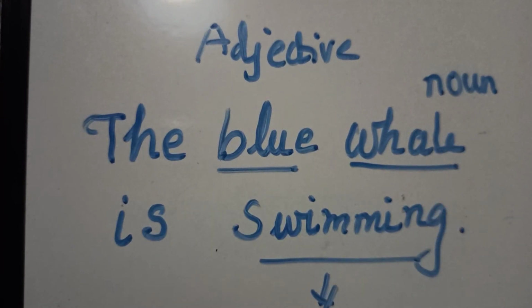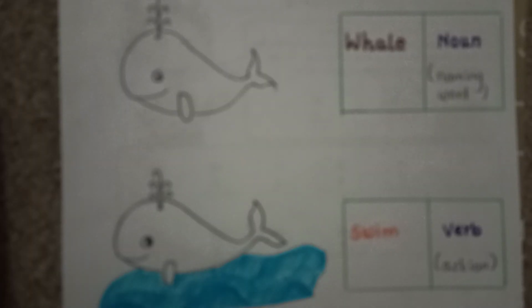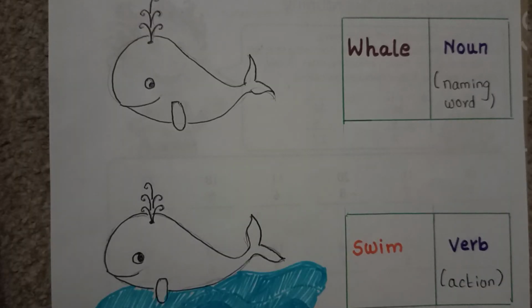So once again, I'm repeating: the noun is a naming word, the verb is said to be an action word, and the adjective is said to be a word describing a noun.